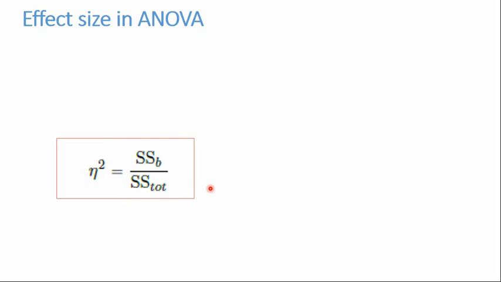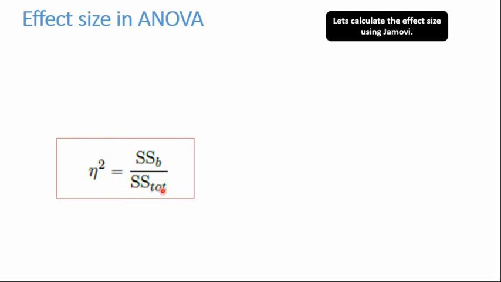For this, we have to calculate effect size in ANOVA. How to calculate effect size? This is eta square. The formula for eta square is SSB, sum of square between, divided by sum of square total. Let's calculate the effect size using Jamovi.